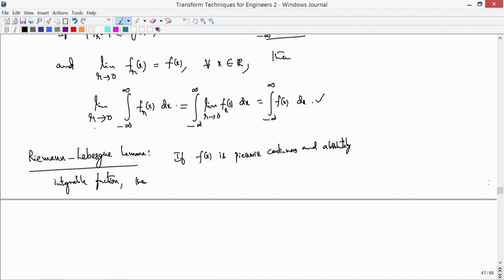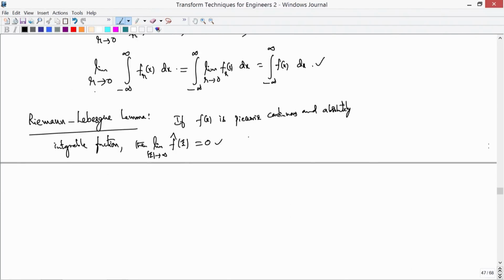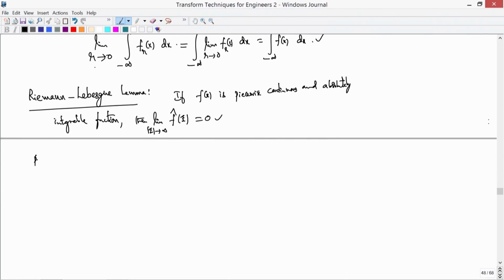Then the Fourier transform f cap of xi, as mod xi goes to infinity, has to be 0. We will prove this in a very easy way, and this proof will be more convincing for you. Let me start with f cap of xi, which is 1 by root 2 pi, integral from minus infinity to infinity of f(x) e power minus i xi x dx.